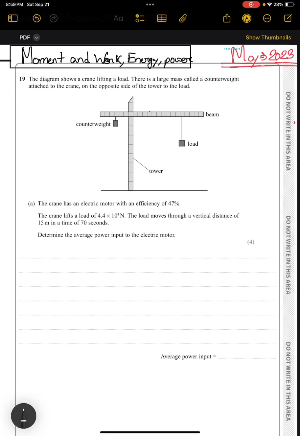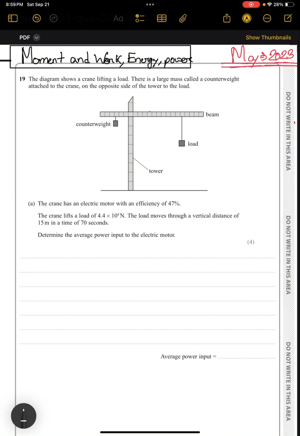So today we will solve May 2023 question number 19, which has come from the chapters Moments and Work, Energy, Power, so it is a mixed question. So let's solve this question.